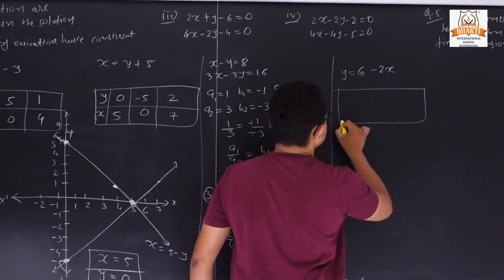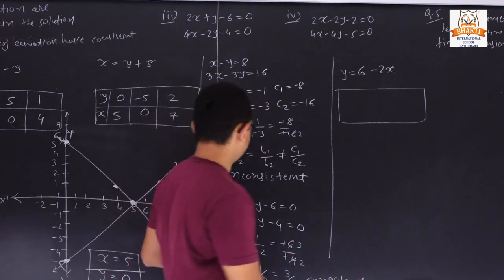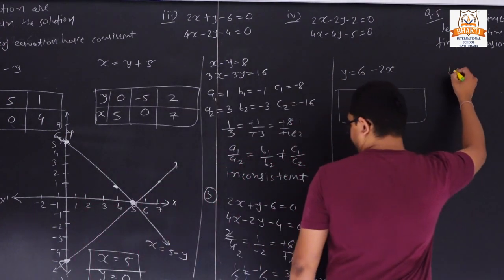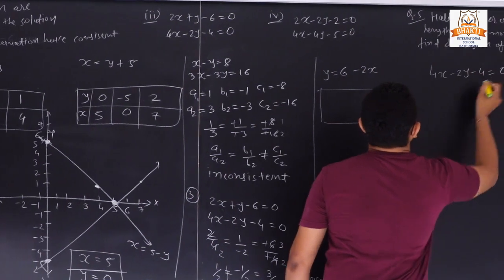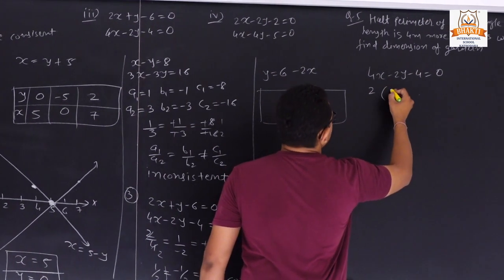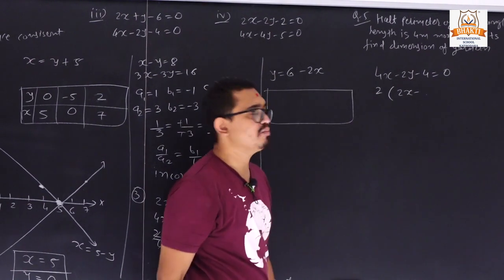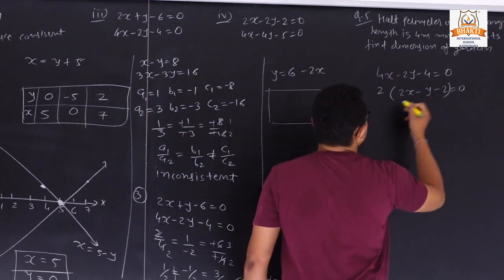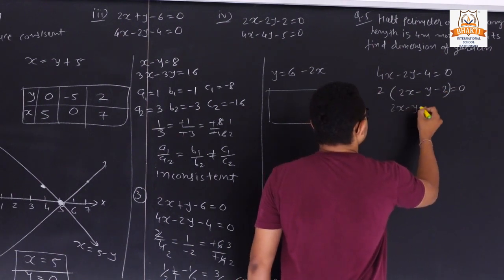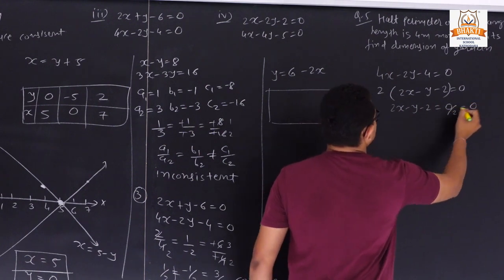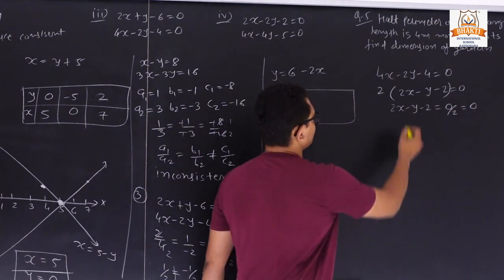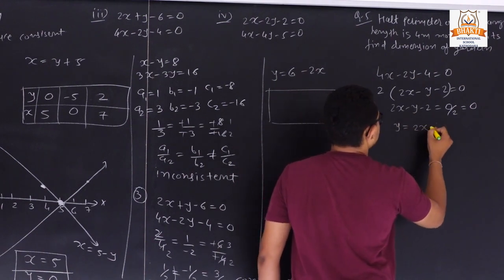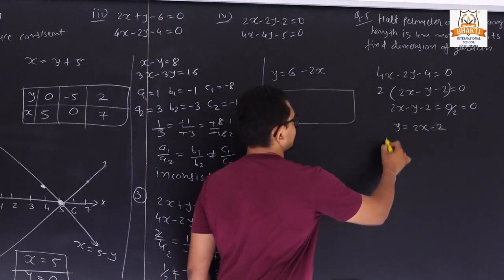Here I am drawing its chart. For the second, here we can take 2 as our common term. 4x minus 2y minus 4 is equal to 0. So here 2x minus y minus 2, we are taking 2 as our common number. So this 2 is going to the second side, so 0 upon 2, but 0 upon 2 is 0. So y is going to the second side, so it becomes plus y, so y is equal to 2x minus 2.